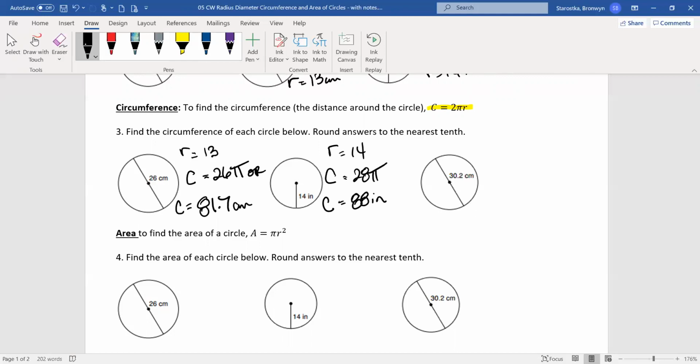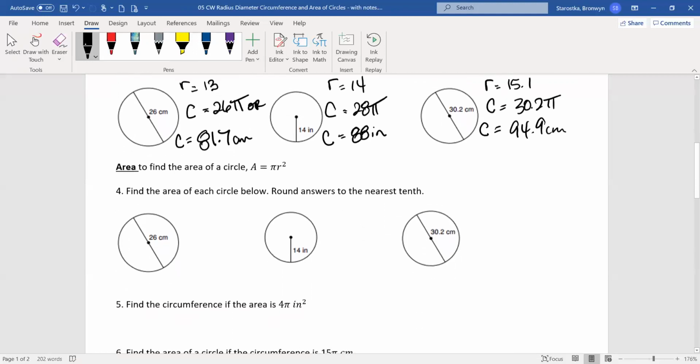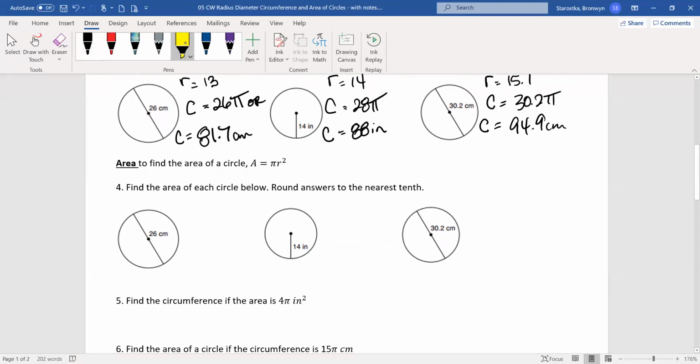Here, we can break it down into radius. Radius equals 15.1. Circumference, 30.2 pi. Plugging it into our calculator, circumference, 94.9 centimeters. Remember earlier we asked that you rounded it to the nearest tenth. All right, so that's a quick review on circumference, a quick review on area.